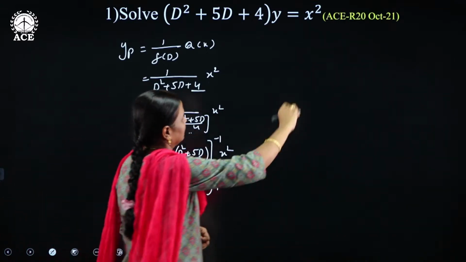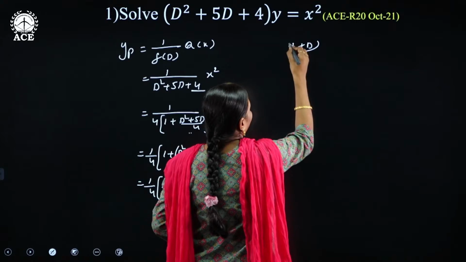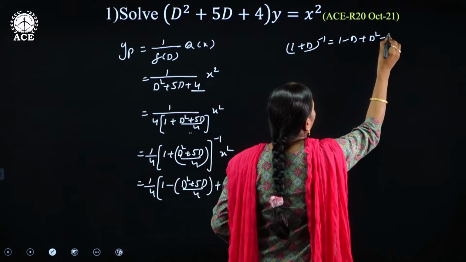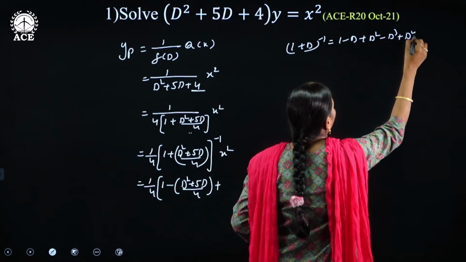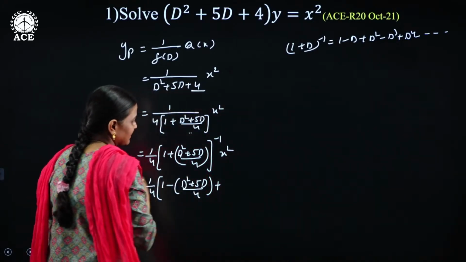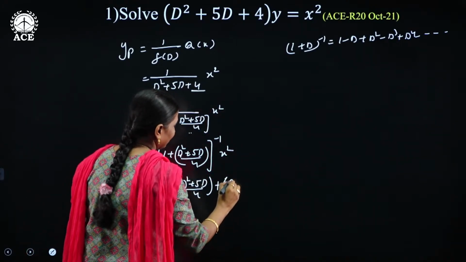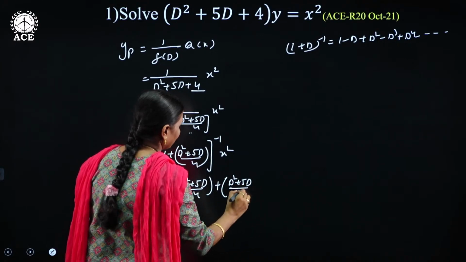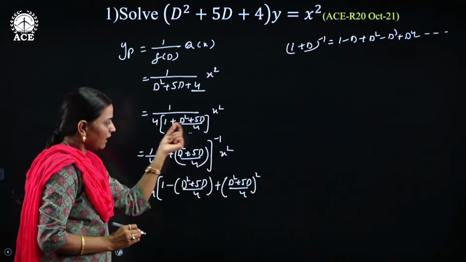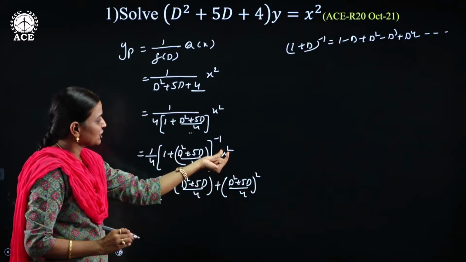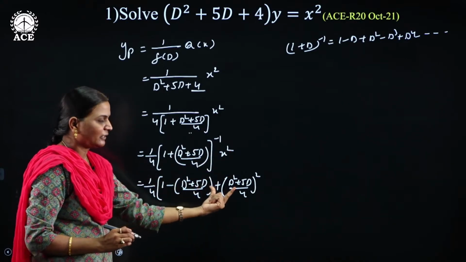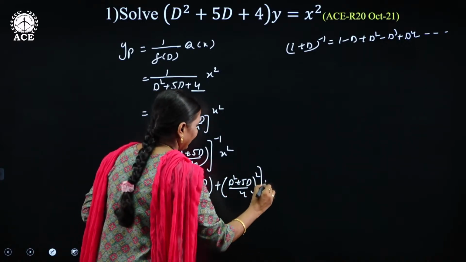See here, 1 plus D whole inverse is equal to 1 minus D plus D square minus D cube plus D power 4 minus and so on. So that is the formula. So 1 minus D plus D square. So what is the D square? D square plus 5D by 4 whole square. No need to take other terms. If we take higher terms, then the differentiation of x square is equal to 0. Here what is the m? Only 2. So that's why take up to D square only into x square.